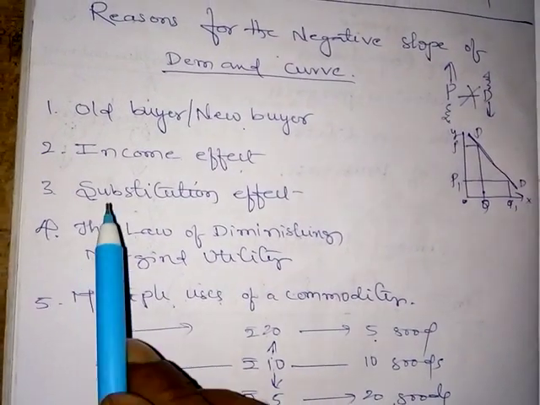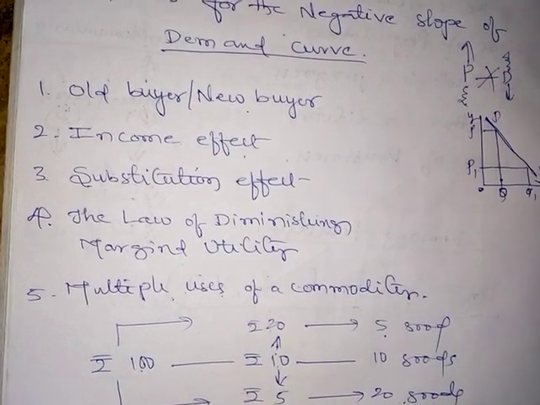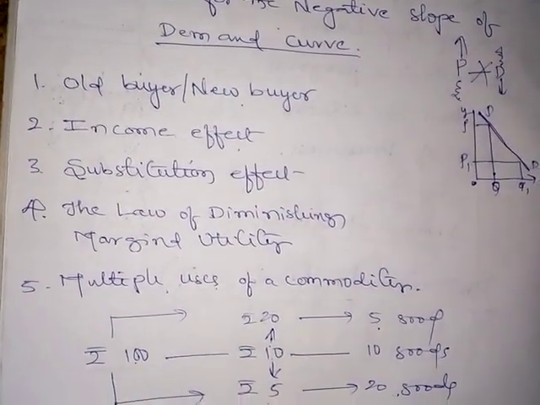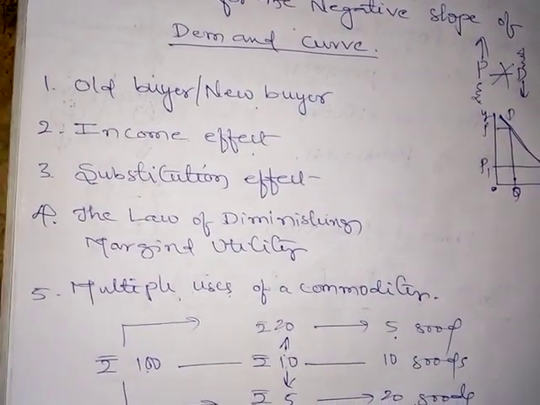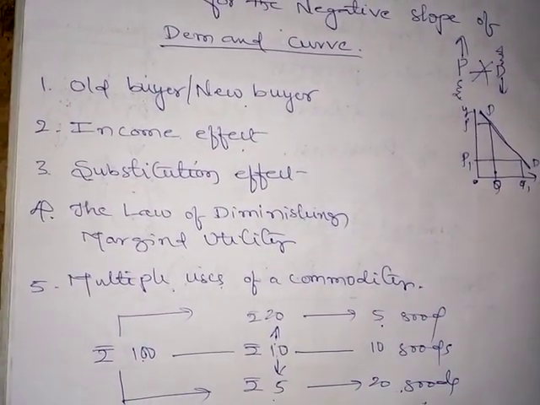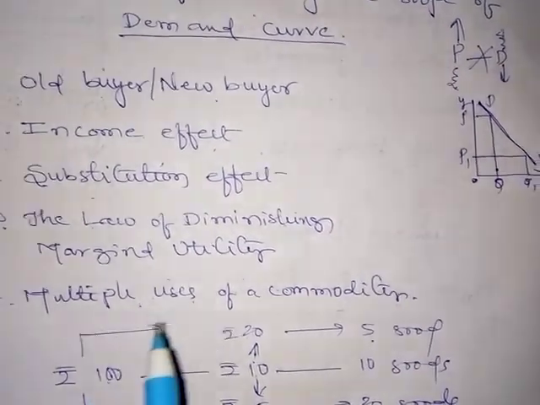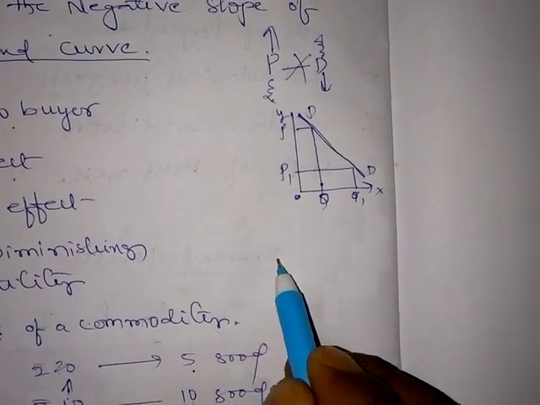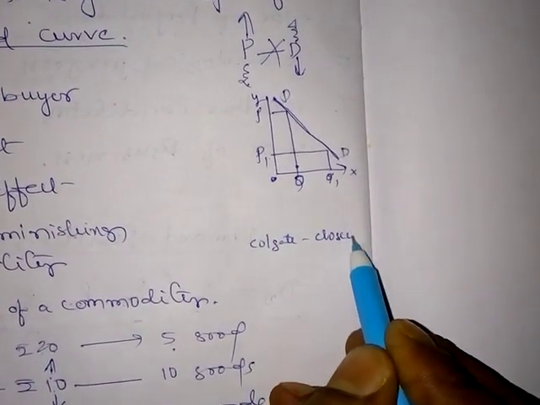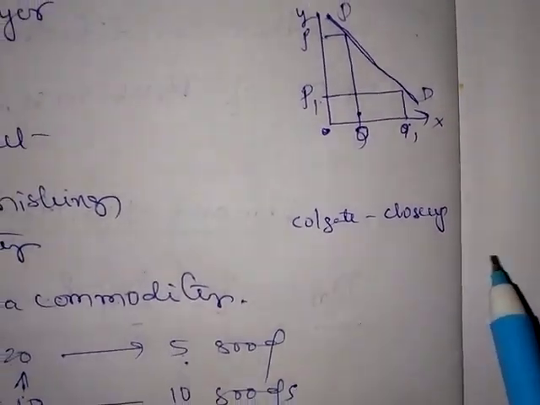Then another one is substitution effect. Substitutes are those goods which are used for the satisfaction of a single want and which can be substituted one for another one. Because of this substitution effect, demand rises with a fall in the price, or demand falls with a rise in the price. For example, substitutes are Colgate and Close-Up. These two are the substitute goods. One can be substituted for another one.